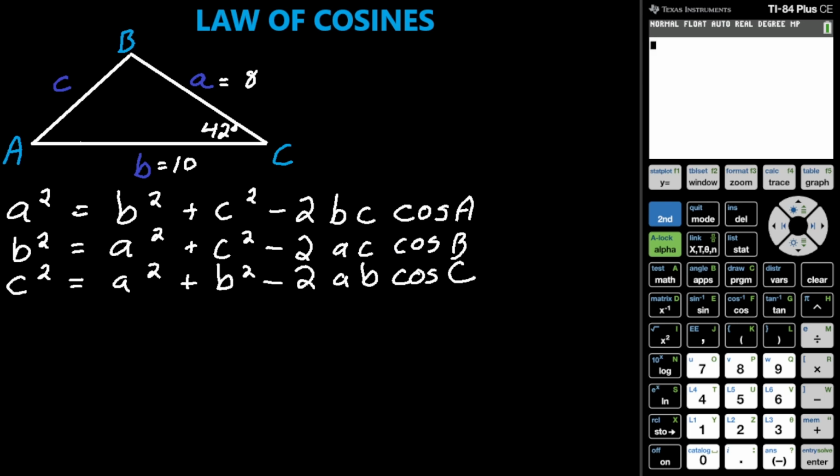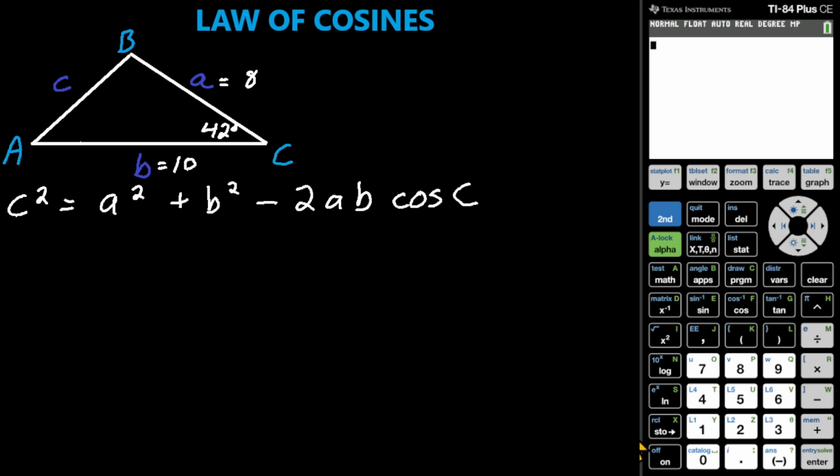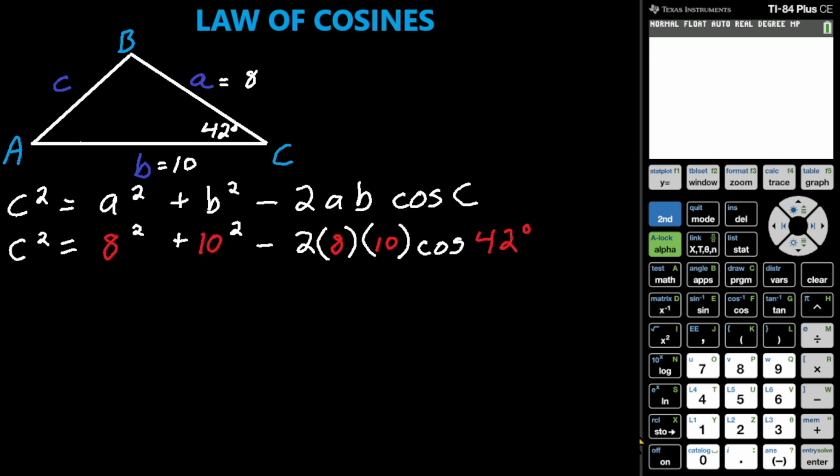So we'll take away the first two. So with the third one, we're finding C squared, which is opposite the angle that we do have. So we'll substitute in our A's and B's here. So here I've got A squared, which is 8 squared. I have B squared, which is 10 squared. I've substituted in the 8 and 10 for the B, and I've put in cosine of 42 degrees.